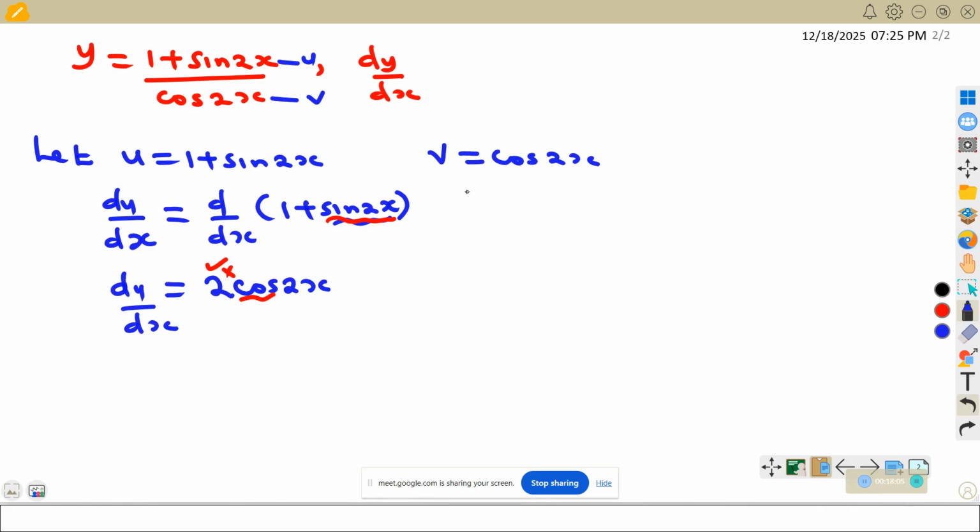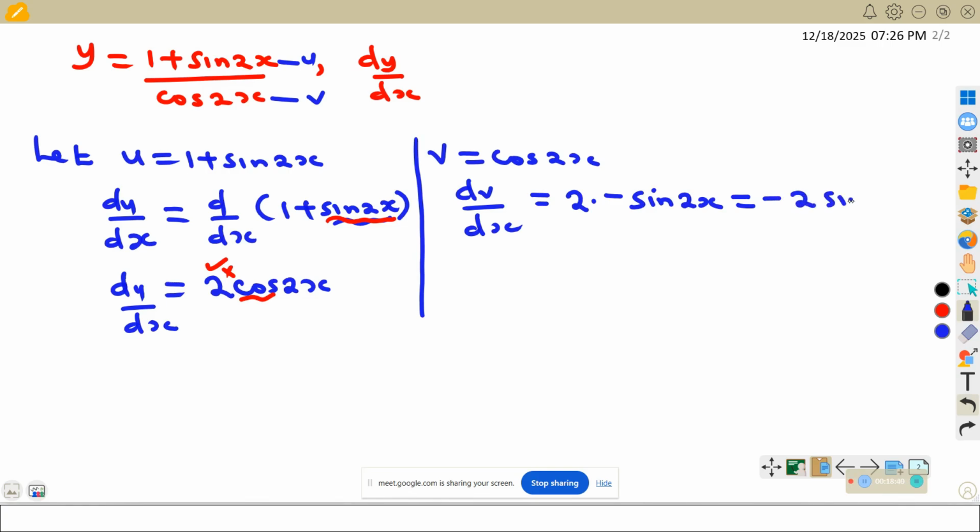Then we look at dv dx. What will be dv dx? We do the same. It will be 2 times, differentiating cos, you get negative sine. When you differentiate cos, you get negative sine of the same angle, which is 2x. So in other words, this is the same as -2 sine of 2x. That is what we get there as dv dx.